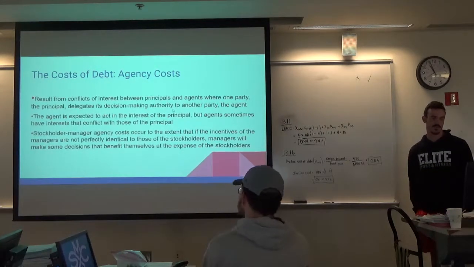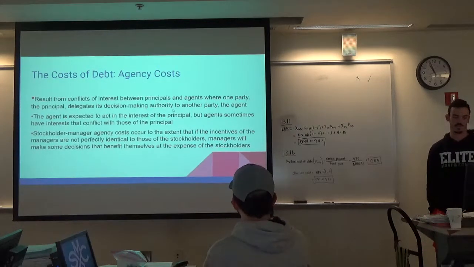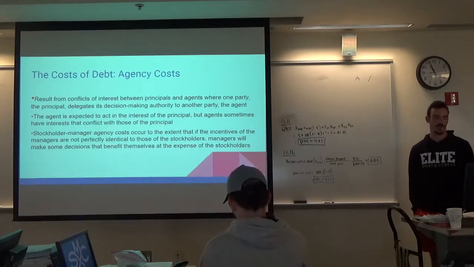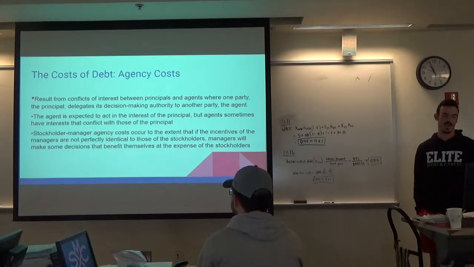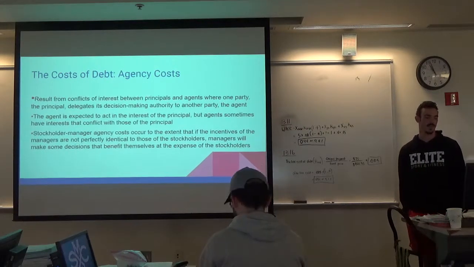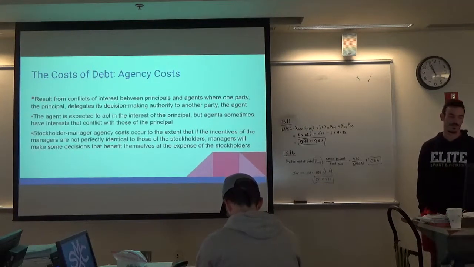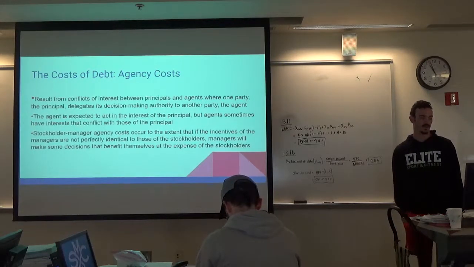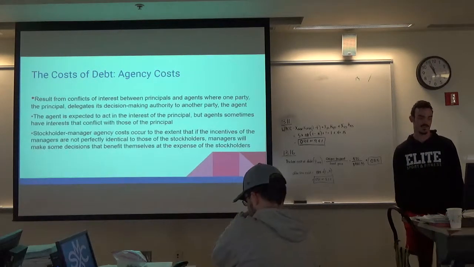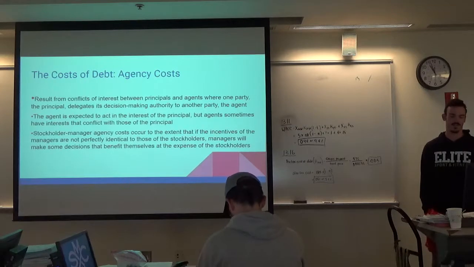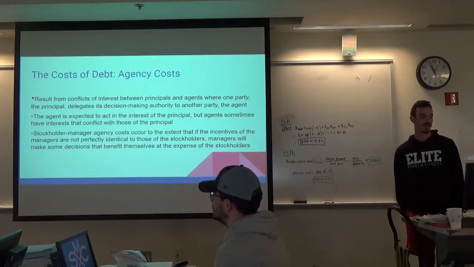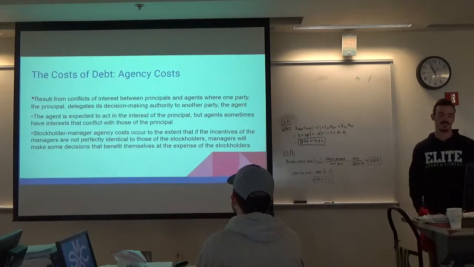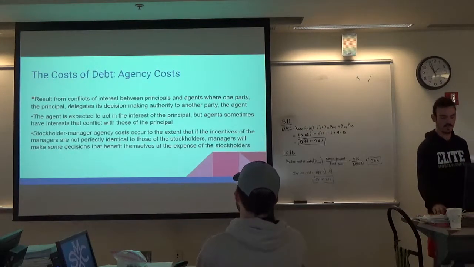Agency costs result from conflicts of interest between principals and agents, where one party, the principal, delegates its decision-making authority to another party, the agent. The agent is expected to act in the interest of the principal, but agents sometimes have interests that conflict with those of the principal. Stockholder-manager agency costs occur to the extent that if the incentives of the managers are not perfectly identical to those of the stockholders, managers will make some decisions that benefit themselves at the expense of the stockholders.